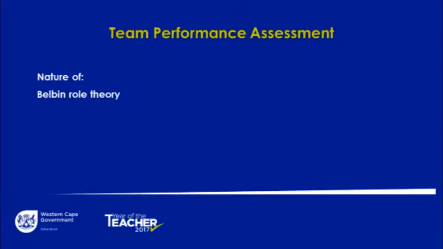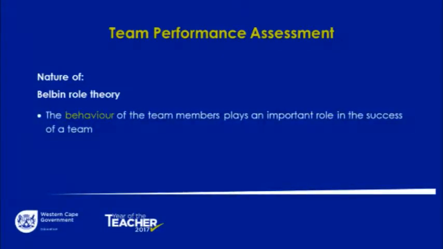Now, you will need to explain and describe the nature of each dynamic theory. The nature of the Belbin role theory. This theory basically deals with the behavior of the team members that plays an important role in the success of the team. The Belbin theory has identified 9 team roles.